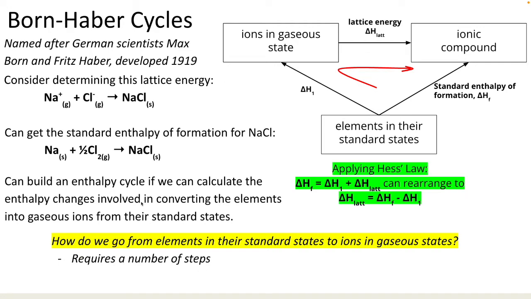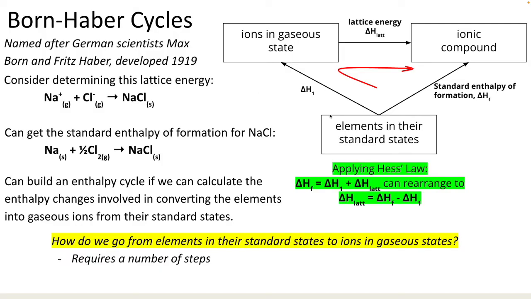ΔH formation is something we've looked at before, and they're values that can be easily found. The question becomes, how do we get the enthalpy changes from elements in their standard states to the ions in their gaseous state? And this is where a little bit more complexity comes into it, because there's a number of steps involved as opposed to it just being one step.